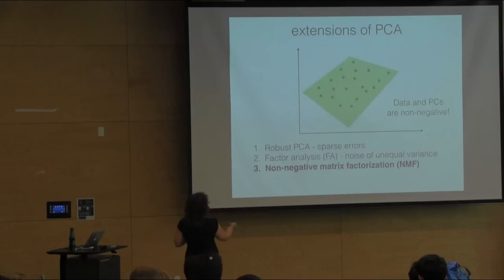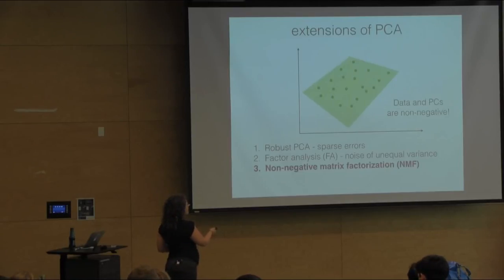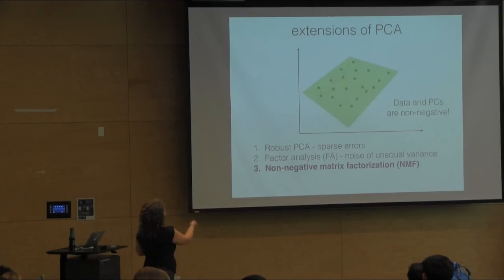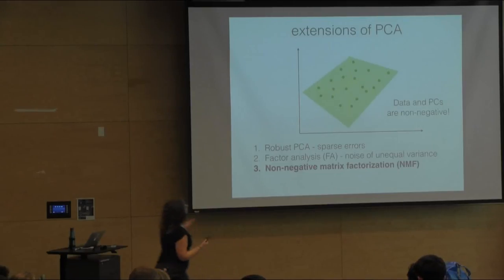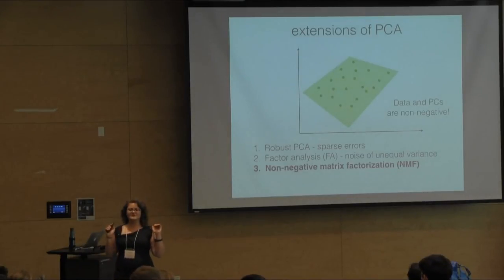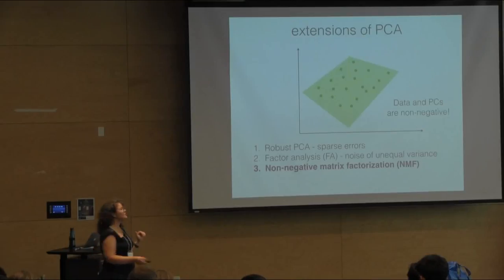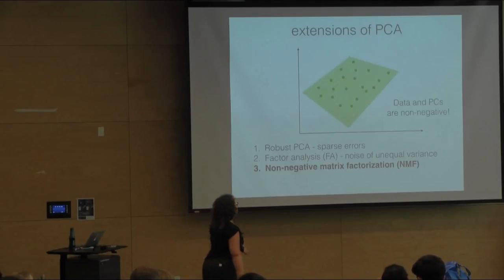And then the third one, which is also quite popular, is non-negative matrix factorization. That's still finding a linear fit to the data, but now we assume that both the data and the principal components, or the factors that we learn, are non-negative. So they all live in this positive orthant of the space. These are three common extensions of PCA. I wanted to add them in because it's important to know that when you do PCA, you're assuming that your data has Gaussian noise added to it. And if that's not true, it might give you a result that is not meaningful, or perhaps not the right thing to do with your data.